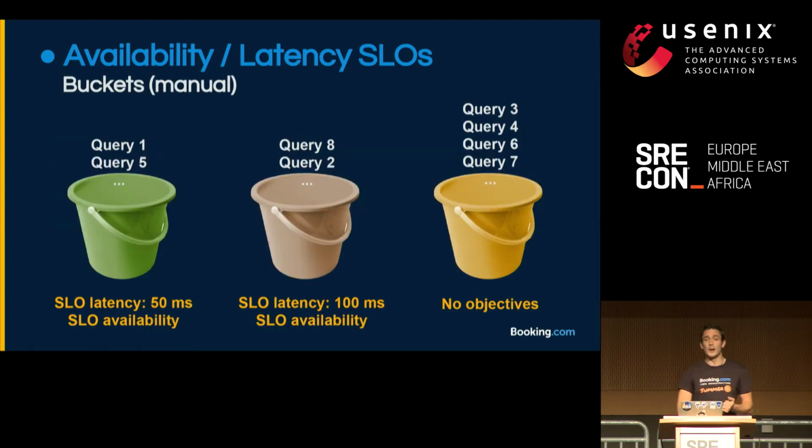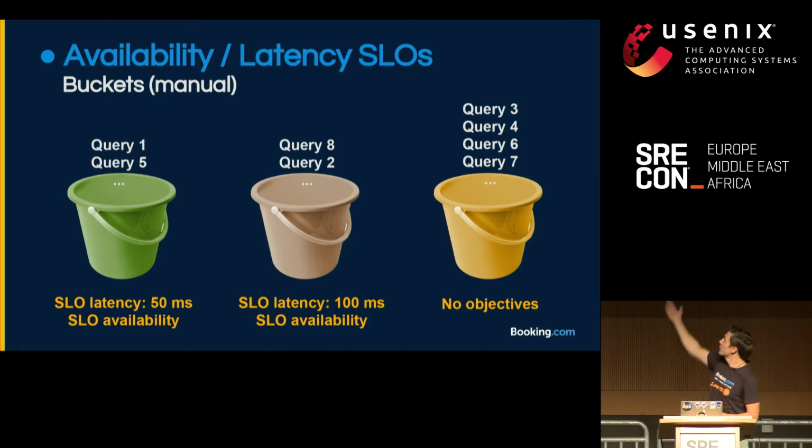So we went into buckets. Basically, all our queries are labeled. We have a tag for everything. And what we did is that we manually checked them, checked the complexity, and put them into different buckets. If they were easy to do, we put them in the green bucket, like the one on the left. We'll give it a very low latency, let's say 50 milliseconds, for example. And in the availability SLO, we will also consider this request as good and include it.